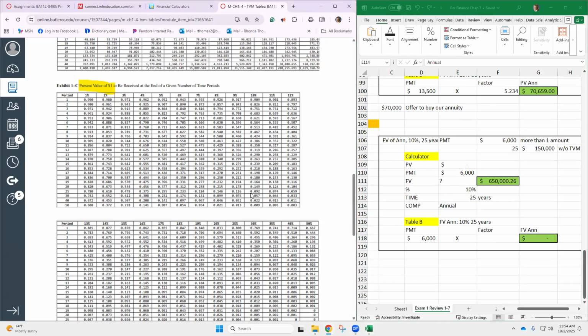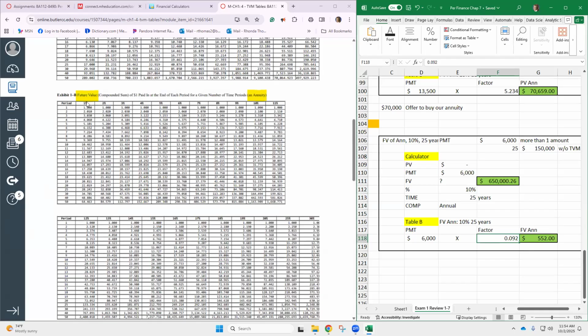So 10% in 25 years is 0.092. Looks like I'm looking at the wrong table. See how that is not what I was looking for? We're looking at something more than this. It's so easy to grab the wrong table or to put it in the wrong variable. This is table B. So it happens to the best of us to pick the wrong thing. 98.347. There we go. Now I'm going to plug this into the calculator.